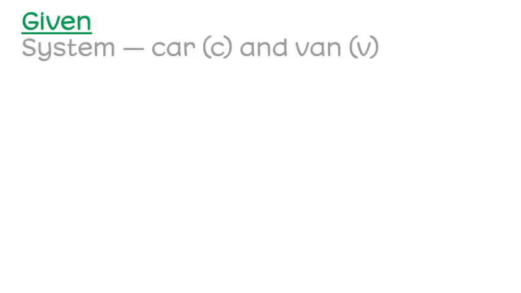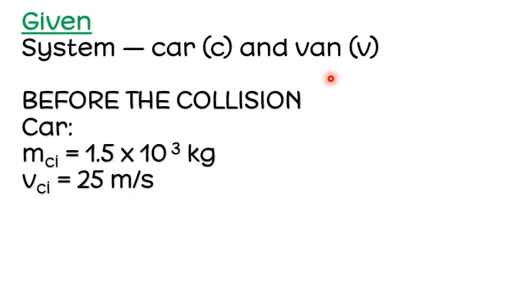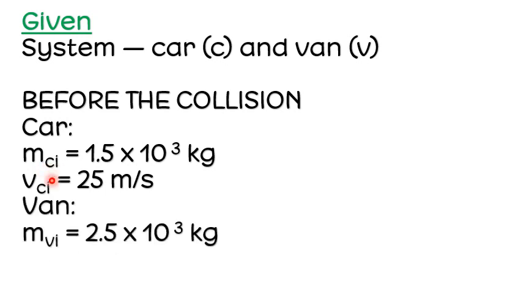This system involves two particles, the car and the van. For this, we'll use C and V. You can also use one or two. Kayo bahala. Before the collision, we have for the car, its mass and velocity. So this is car initial. And for the van also, we have mass and velocity. This is van initial.